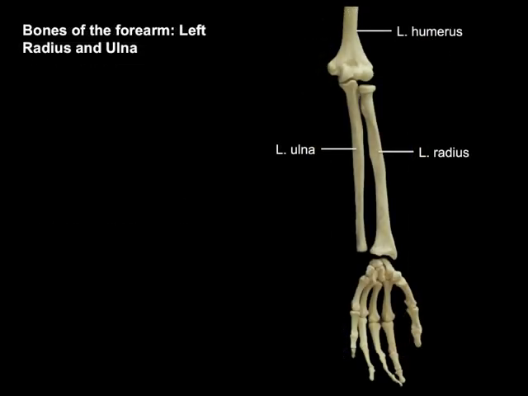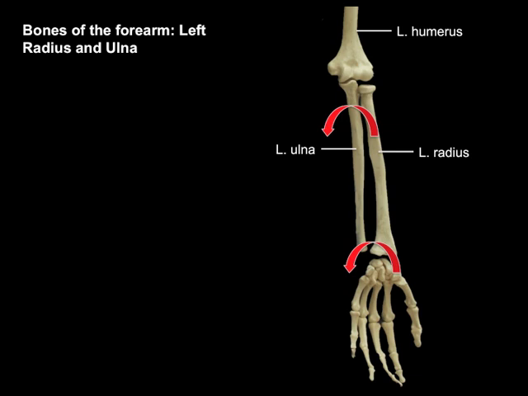Let's now take a look at the two bones of the forearm, the ulna and the radius. The ulna articulates with the humerus at the elbow joint and helps to stabilize the forearm. It is at this joint where flexion and extension of the elbow joint occurs. In the anatomical position, the radius is located laterally, that is, on the thumb side of the forearm. In this position, the radius is said to be in supination.